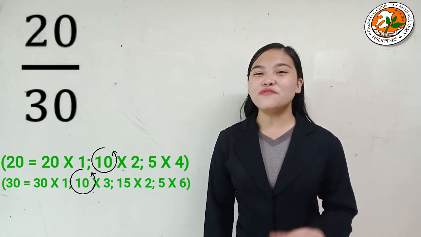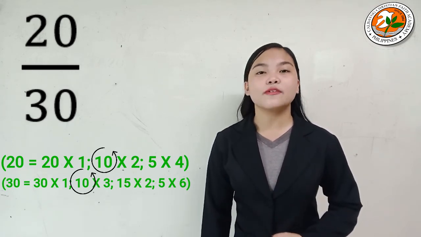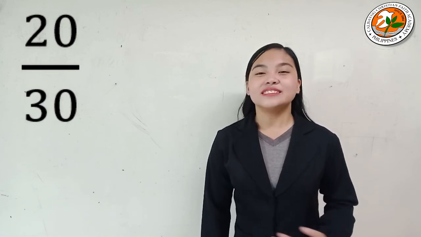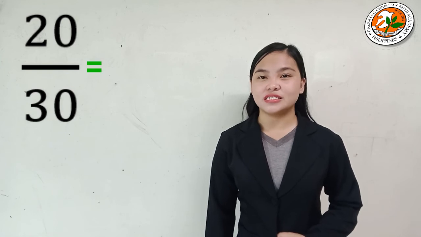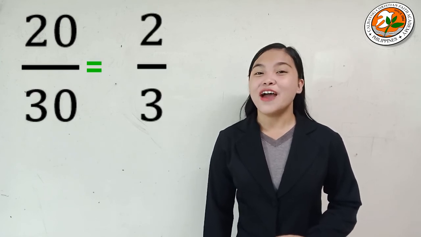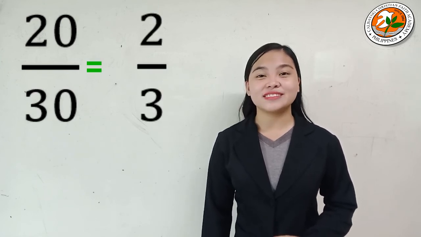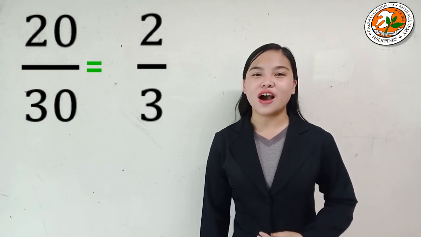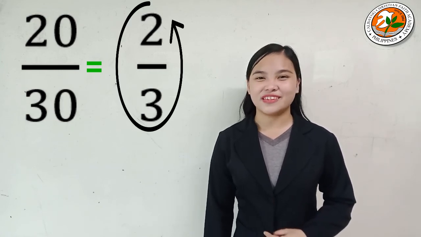Let us now divide 20 and 30 by 10. So 20 divided by 10 is equal to 2. 30 divided by 10 is equal to 3. Our final answer now is 2 over 3.